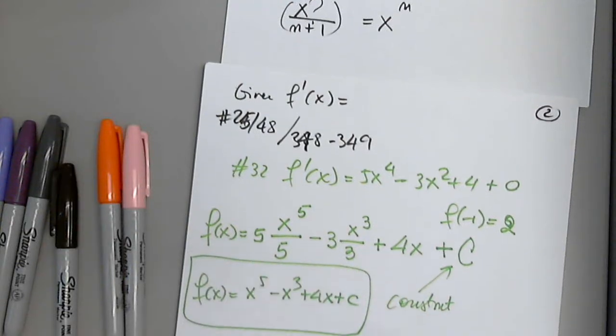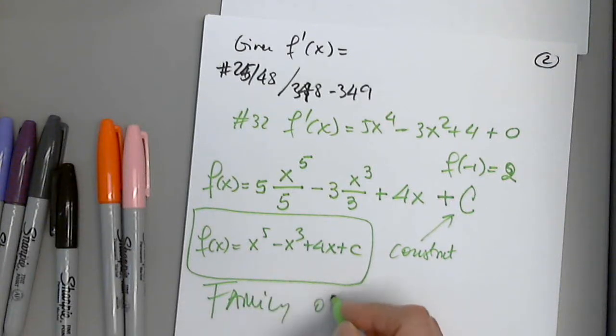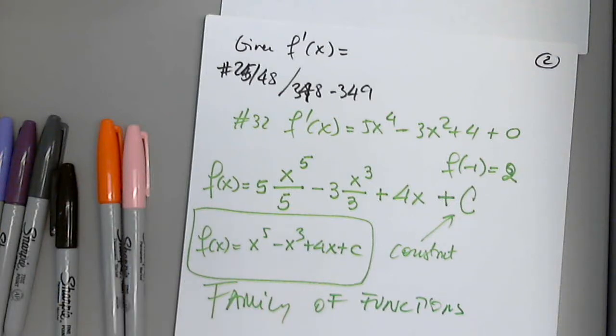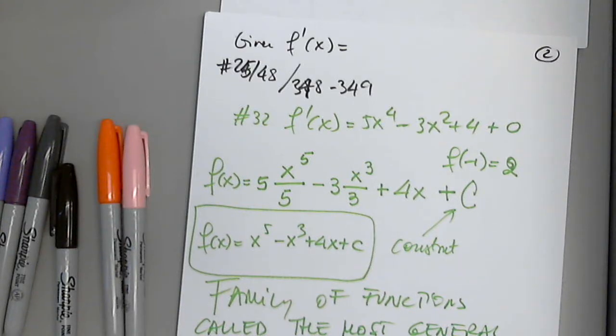And this is basically not one function, but a family of functions, all depending on c. If c is 0 it is a function, if c is 5 it is another function, if c is 3 it is another function. It's a family of functions called the most general antiderivative of f prime given in the problem.